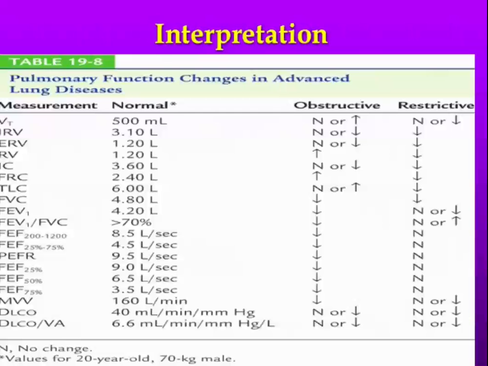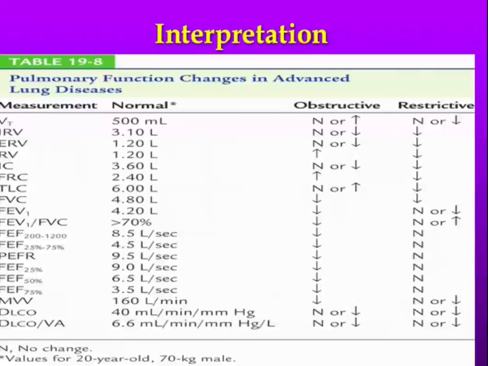Now, this is just a nice little interpretation slide that I put on here that shows you, if I have an obstruction, what would I expect? If I have a restriction, what would I expect? Common sense, you don't really need this. Common sense is going to tell you the basics. If I have a normal FVC but a reduced FEV1, I have an obstructive pattern. If I have a reduced FVC but a normal FEV1, that's more indicative of a restrictive pattern.